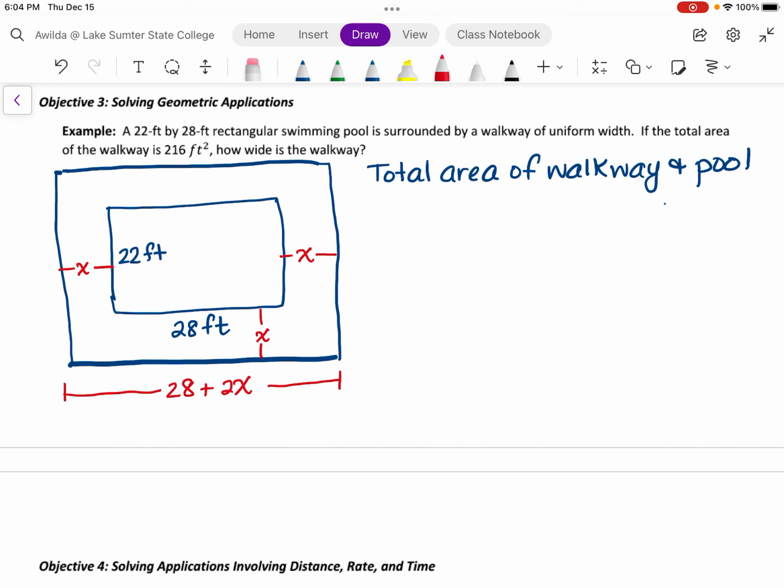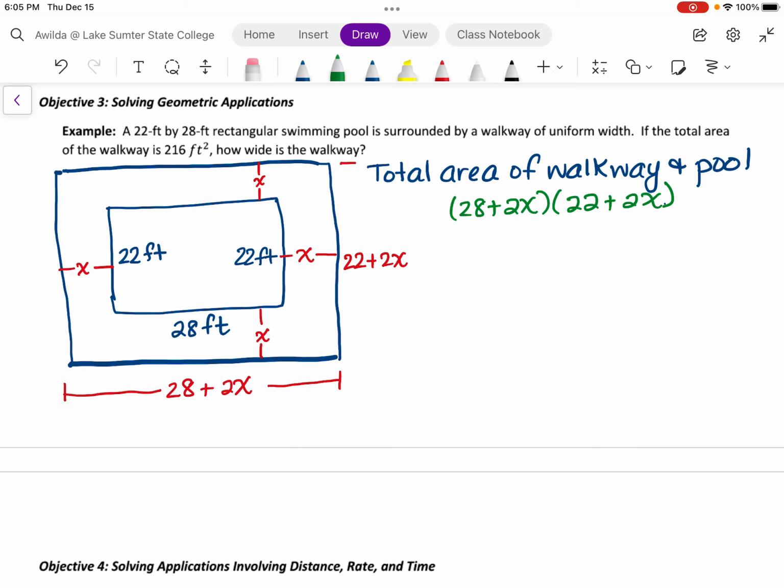For the other side, we have x here at the bottom, x here at the top, 22 here in the middle. Let me see if I can repeat it on this side to make it easier to see. So from top to bottom, I think that length will be 22 plus 2 x's. So we've got the 22 in the middle, and then x at the top and x at the bottom. That means that the total area of the larger rectangle would be (28 plus 2x) times (22 plus 2x). And that'll be in square feet.